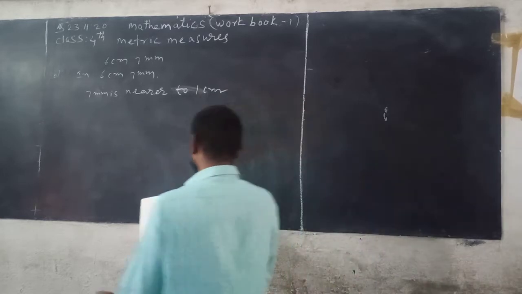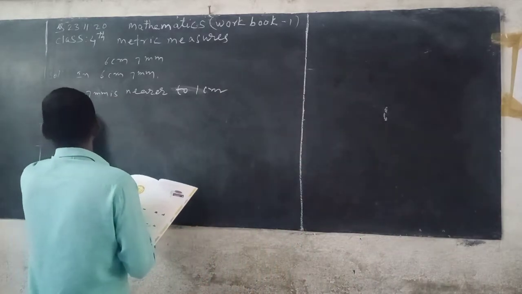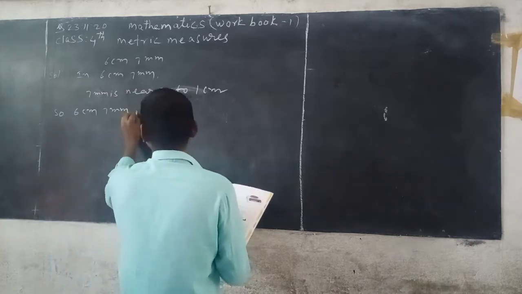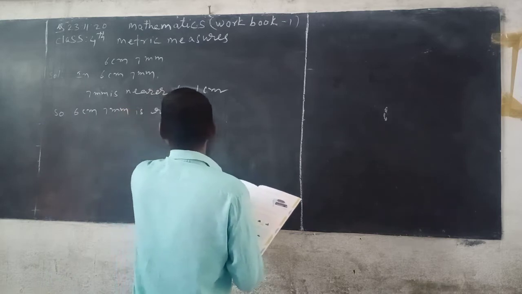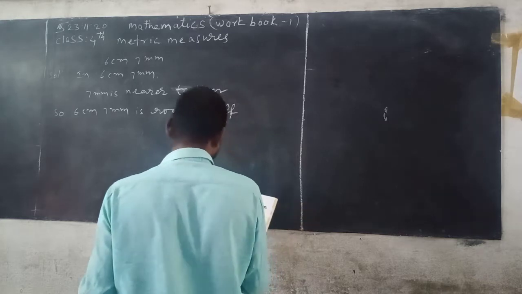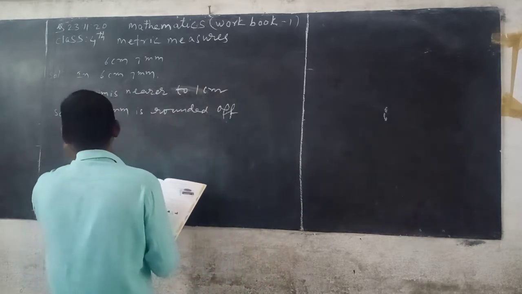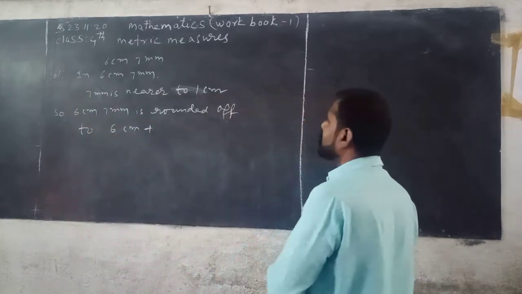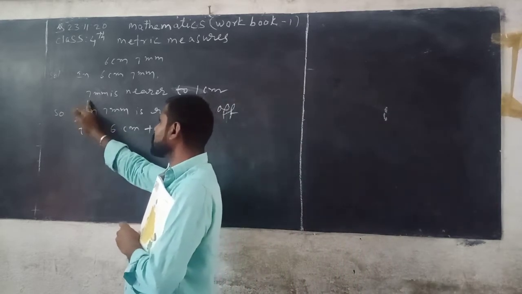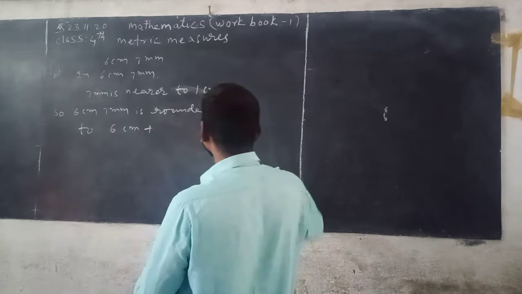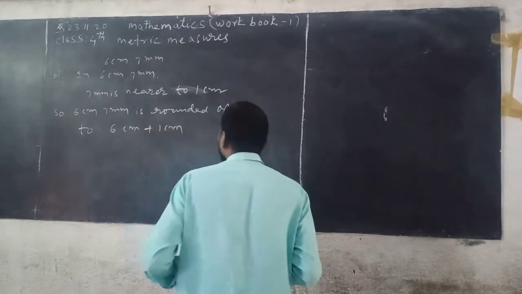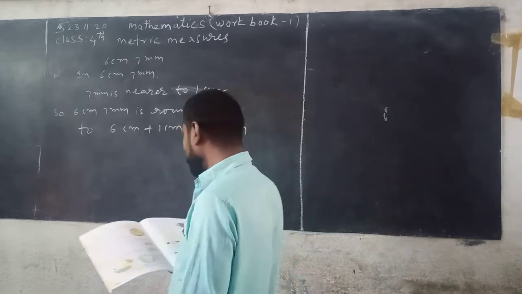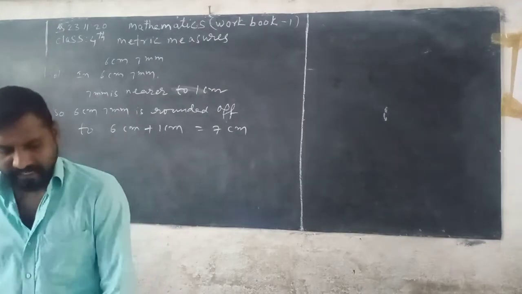See here, so 6 centimeter 7 millimeter is rounded off to 6 centimeter plus 1 centimeter, because 7 is more than 5, so we have to take 1 centimeter. Then you can get 7 centimeter.